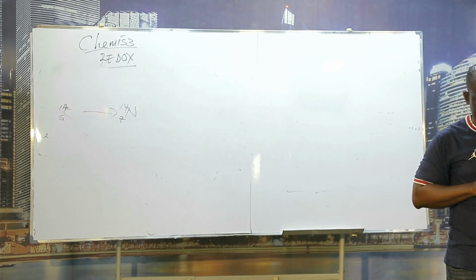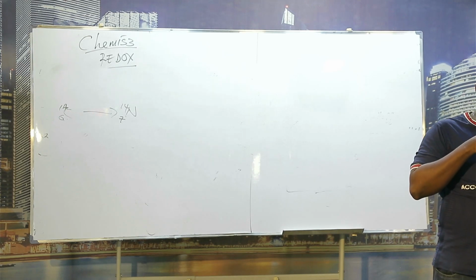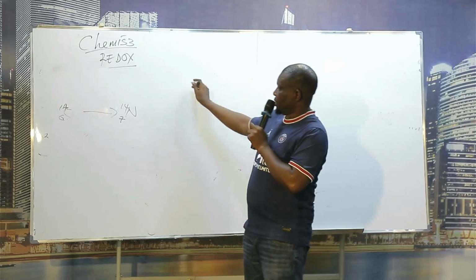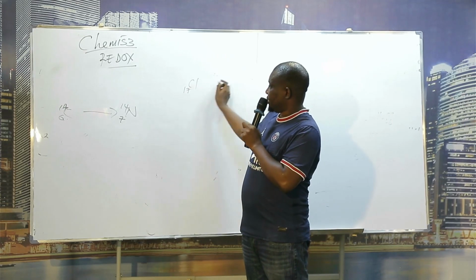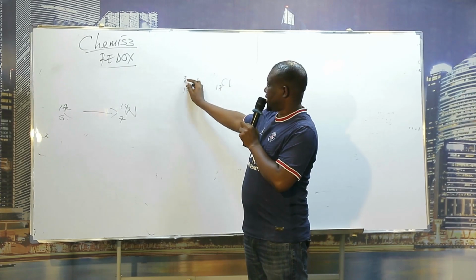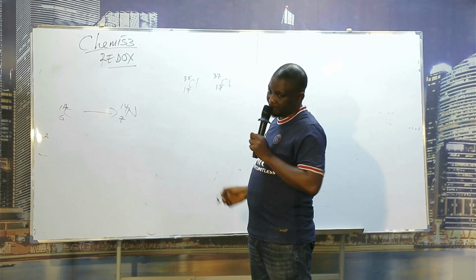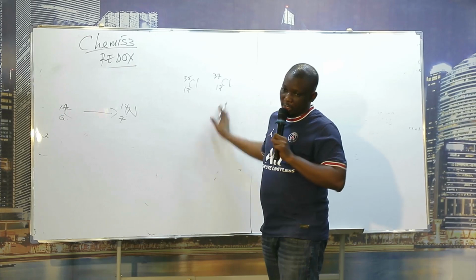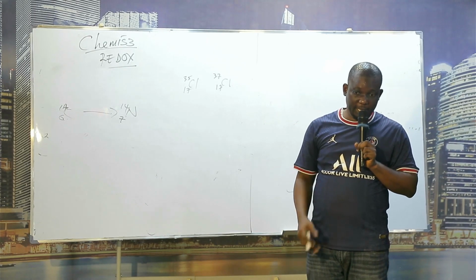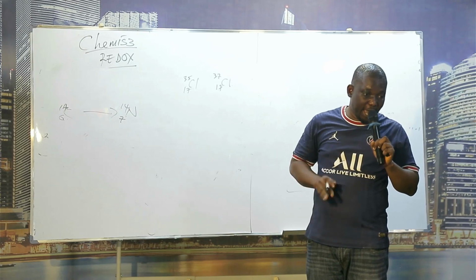Take chlorine, which can have mass numbers 35 and 37. This phenomenon is called isotopy. I said this phenomenon is called isotopy.